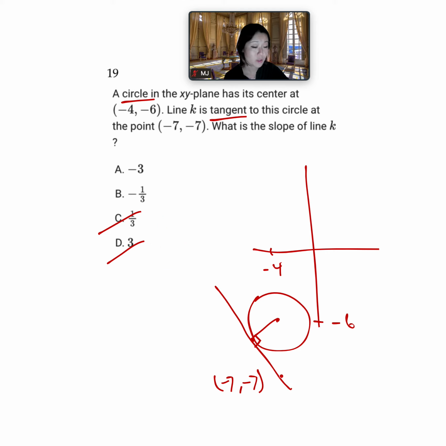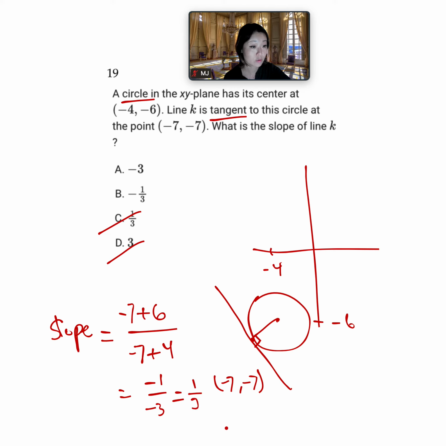So if we really wanted to get the slope of this line, how would we do it? Well, we do have 2 points, right? And anytime you have 2 points, you know that you have all you need to plug it into the slope formula. So we're going to do our y2, -7, and then I'm going to go ahead and plus that 6 because I'm subtracting a negative. And then over here I'm going to get -7 plus 4, which is going to give me -1 over -3, otherwise known as 1 over 3.